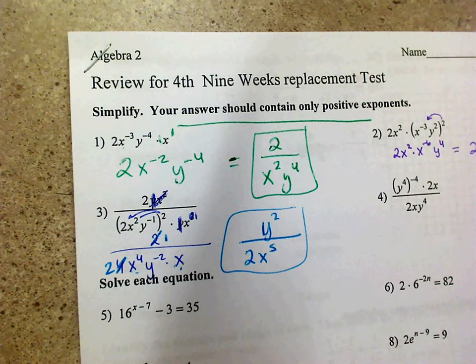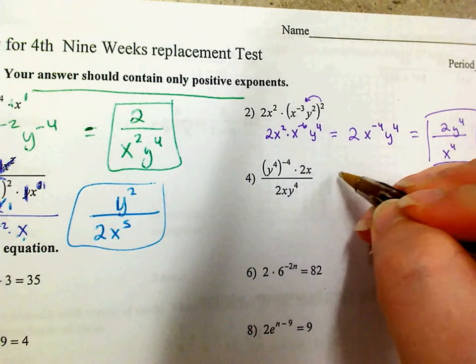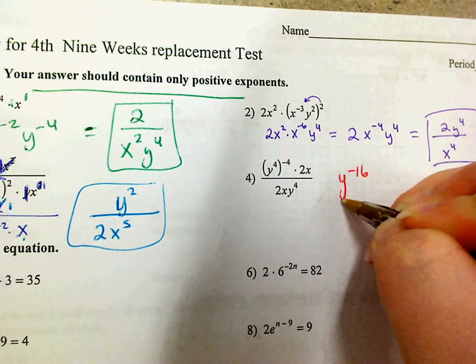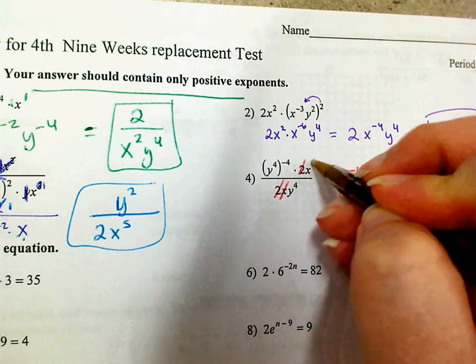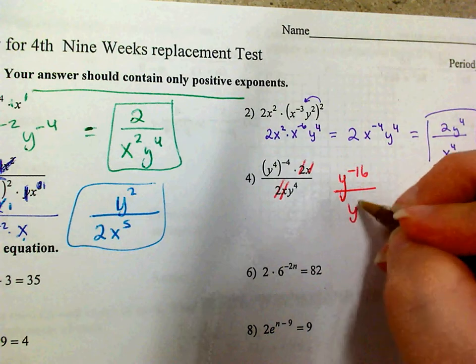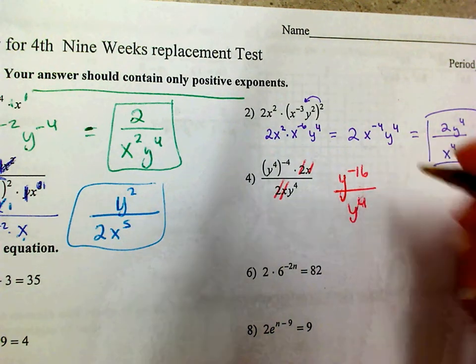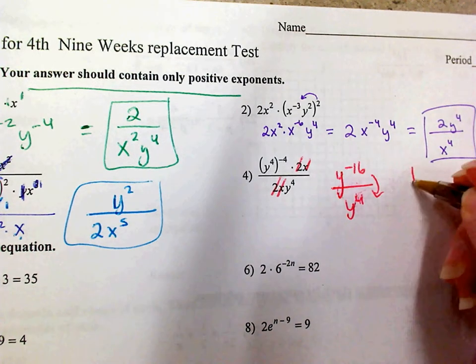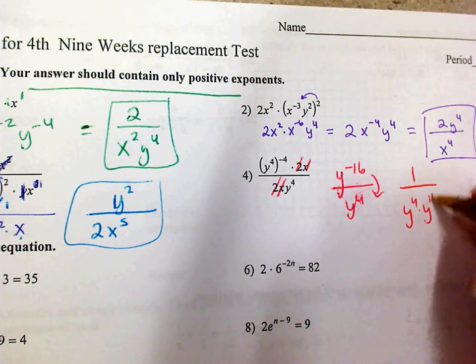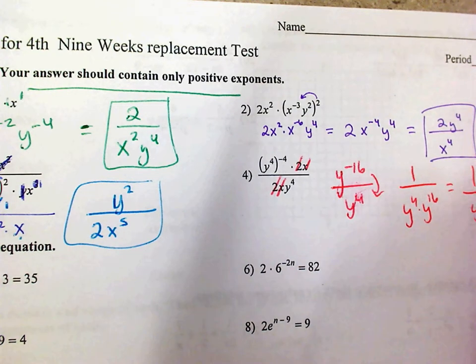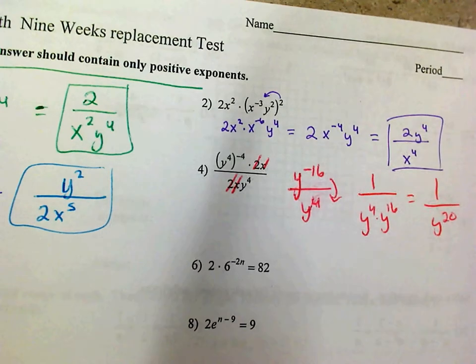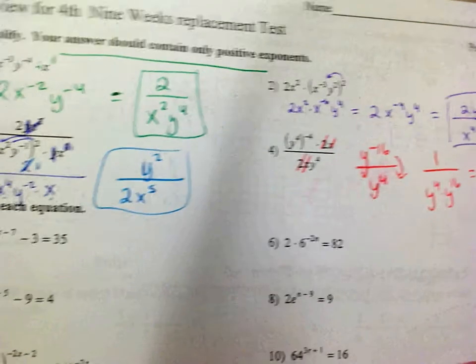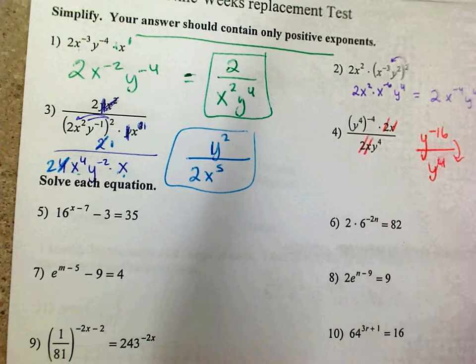Okay. The next one, I'm going to distribute that power of negative 4 to the y to the 4th, which is really just multiplying. So this is y to the negative 16. I'm going to go ahead and cancel out these 2's, and I'm going to go ahead and cancel out the x, over y to the 4th. Well, what I'm going to do is I'm just going to bring this y to the 16th down. So 1 over y to the 4th times y to the 16th, which is really just 1 over y to the 20th. You just add the powers. Okay? Alright, now let's talk about solving exponential and log equations.